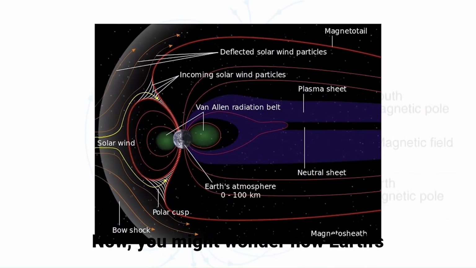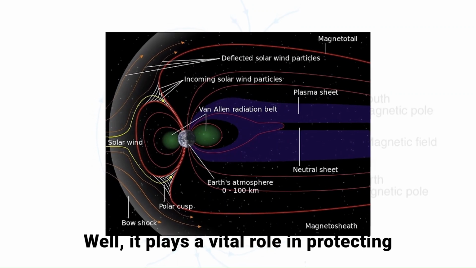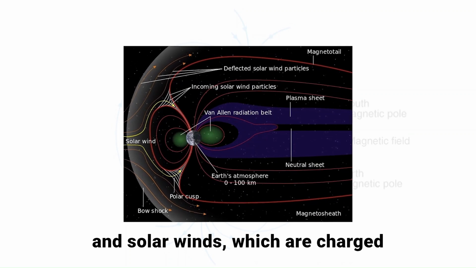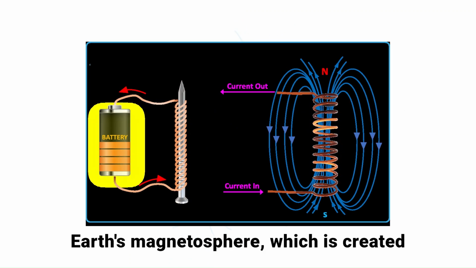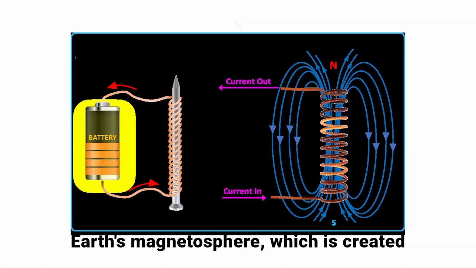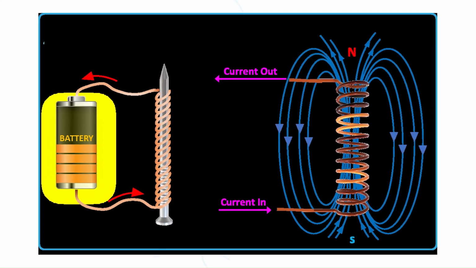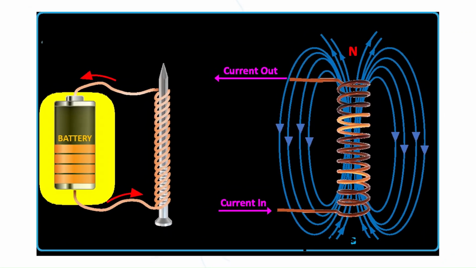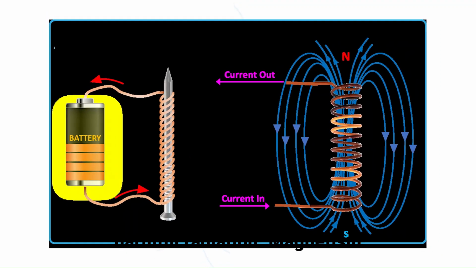Now, you might wonder how Earth's magnetic field affects us. Well, it plays a vital role in protecting the Earth from harmful cosmic radiation and solar winds, which are charged particles emitted by the Sun. The Earth's magnetosphere, which is created by the magnetic field, acts as a shield that deflects these charged particles, preventing them from reaching the surface of the Earth. Without this protective shield, life on Earth would be exposed to harmful radiation.